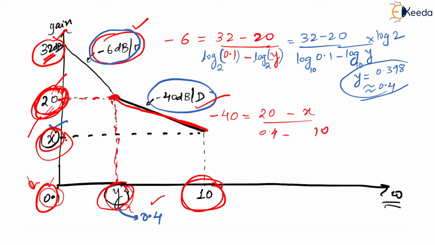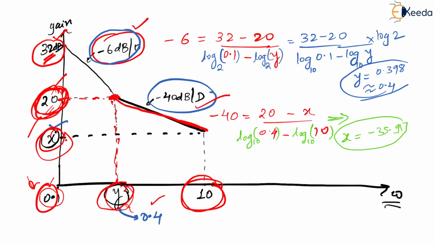Is it correct? No, because it is a logarithmic scale. Now it is in decade, which means I have to take log to the base 10. So for frequency, it is going to be log to the base 10 of 0.4, log to the base 10 of 10. From this, you get the value of x to be equal to minus 35.91. I hope you are getting this point. Yes, this is a very, very easy thing.